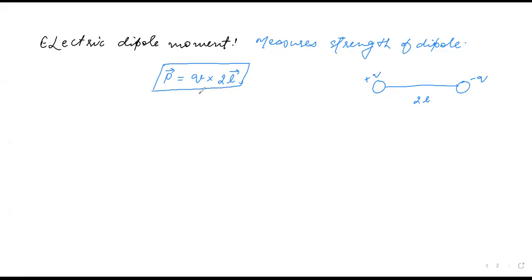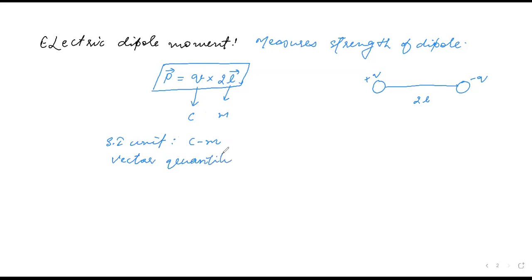Are you clear? Now you already know the unit of charge is coulomb and the unit of length is meter. So we can write here that the SI unit of dipole moment will always be coulomb meter. It is a vector quantity.